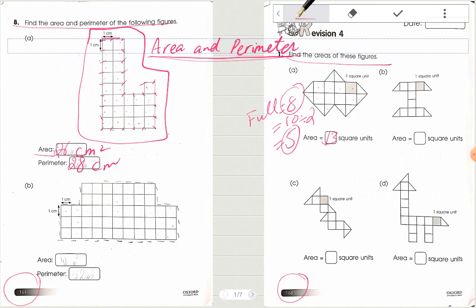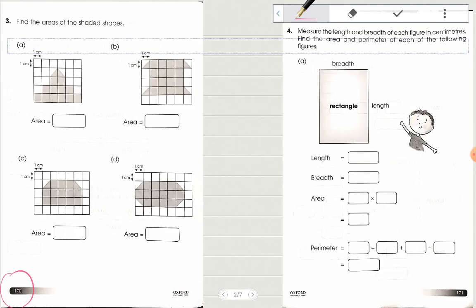Now move on to the next page, page number 170. Find the area of the shaded shapes. You can easily find out the area. First count the full squares and count the half squares and add them all together.